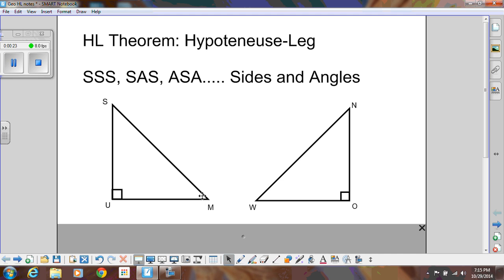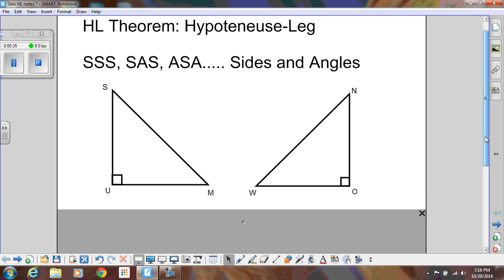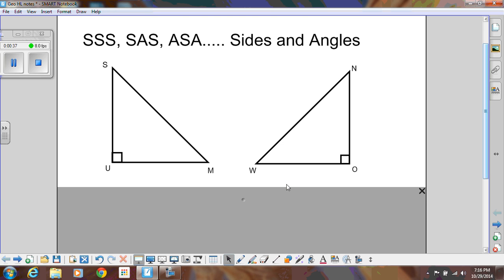Remember, the hypotenuse is the longest side in a right triangle, and the leg is just going to be one of these other sides that is not the hypotenuse. So it can be either this side or this side. So let's look at these two triangles here. We've got triangle sum and triangle now. And we want to see if these are congruent to each other.